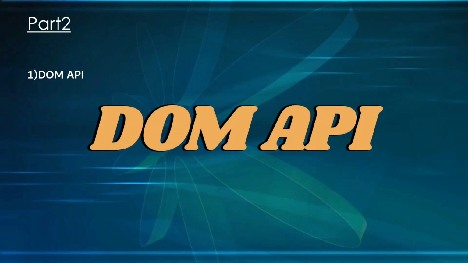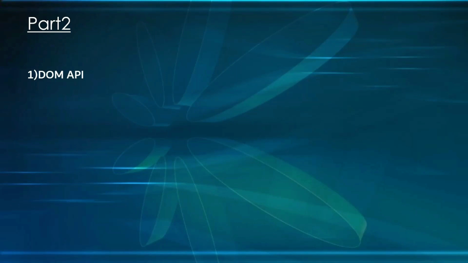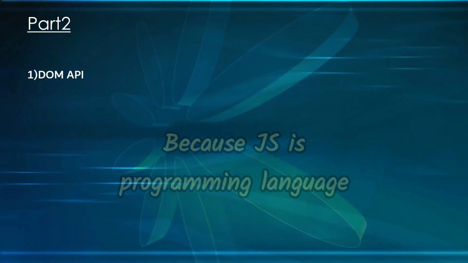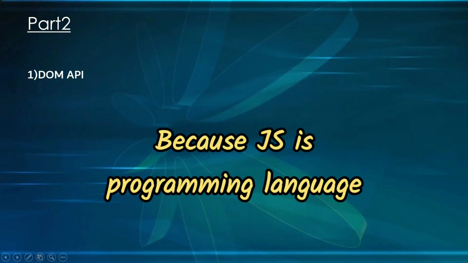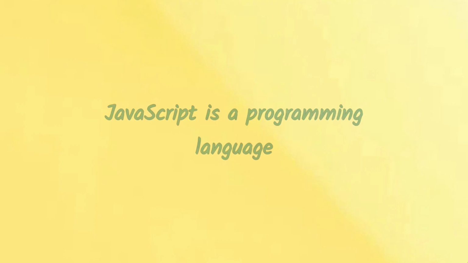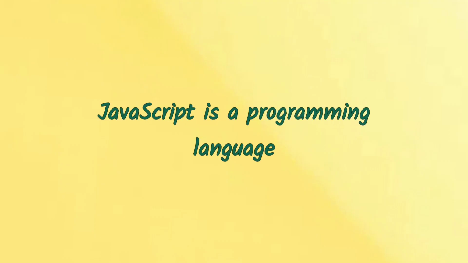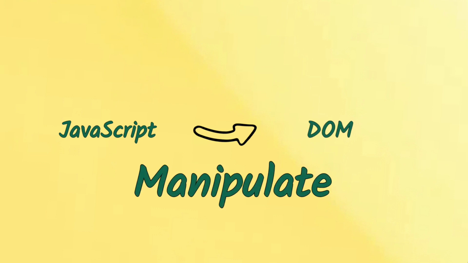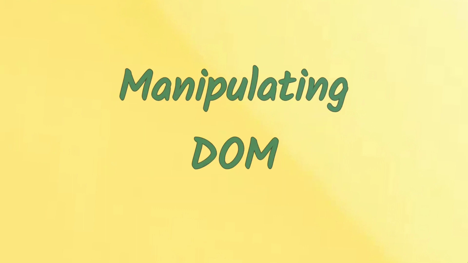So as I mentioned, DOM is not HTML. So is DOM a JavaScript? The answer will be no, because JavaScript is a programming language. So DOM is not JavaScript as well. JavaScript is a programming language. It will be getting access to DOM so that JavaScript can manipulate the DOM. Suppose if I want to change the background color, or change the content inside my website, then JavaScript will be having access to DOM so that it can manipulate that particular content.